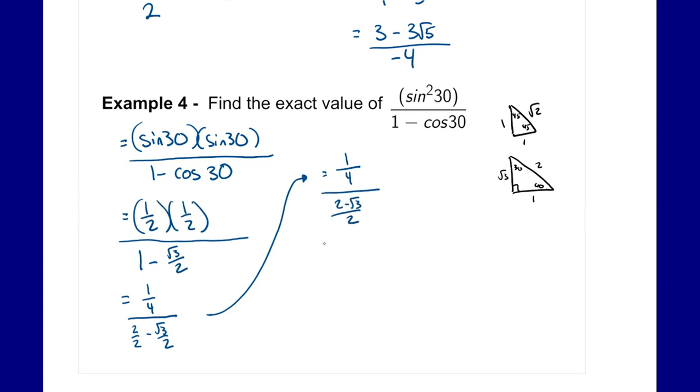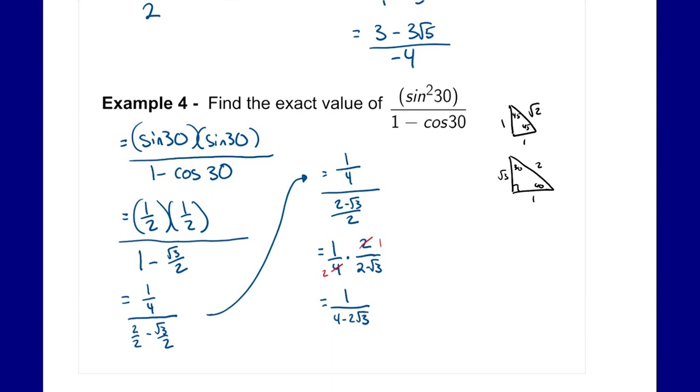Because I'm dividing fractions, this becomes 1 over 4 times 2 over 2 minus root 3. I can cancel out the 4 and the 2. This leaves me with 1, and this leaves me with 2. I go through and multiply. On the top, there's 1. On the bottom, distribute the 2 through, so it becomes 4 minus 2 root 3.